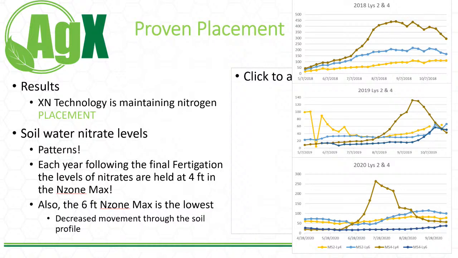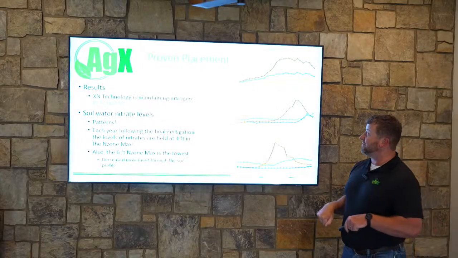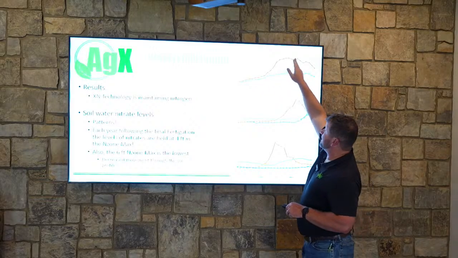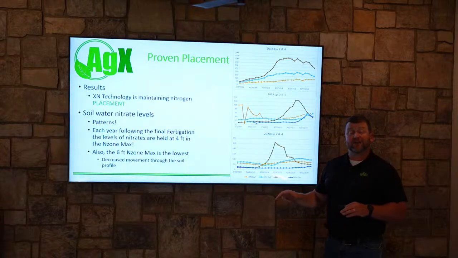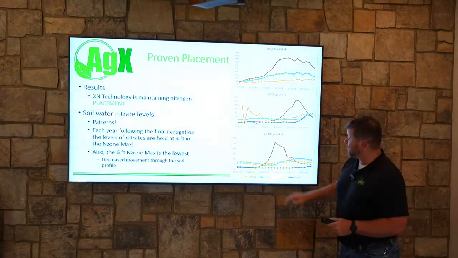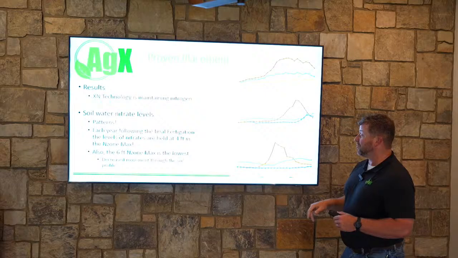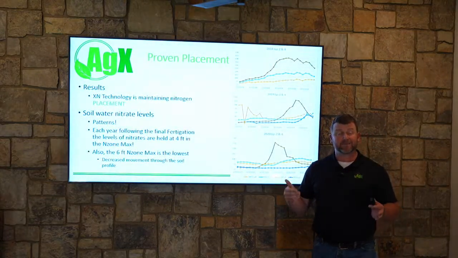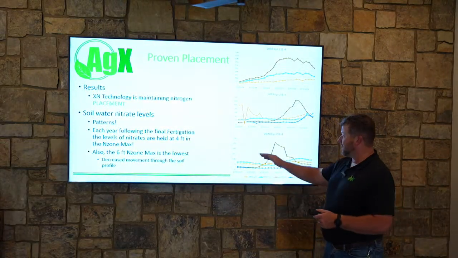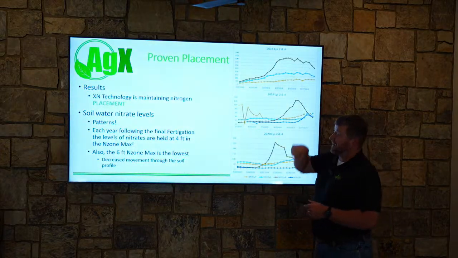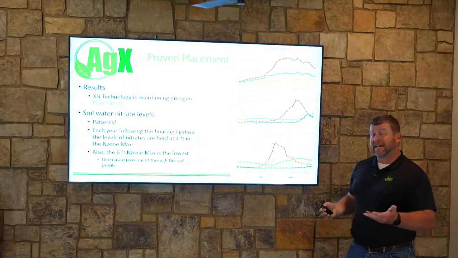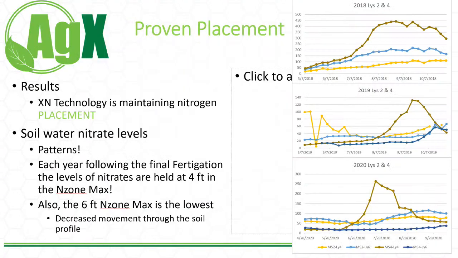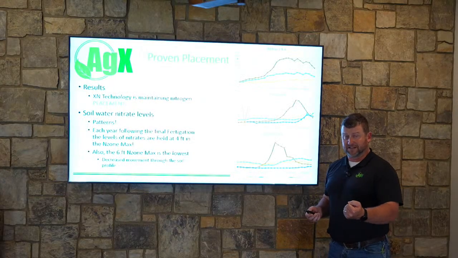And the pattern that we saw each year on the N-Zone Max treated field was that we were holding nitrates in the rooting zone at 4 feet compared to the untreated side. In fact, when we look at the difference, we're looking at a 3 to 4 times increase in the soil nitrates at a 4-foot level as compared to the untreated side of that field. So that starts to tell us, as we look at patterns, that N-Zone Max is holding your nitrogen investment in the field.